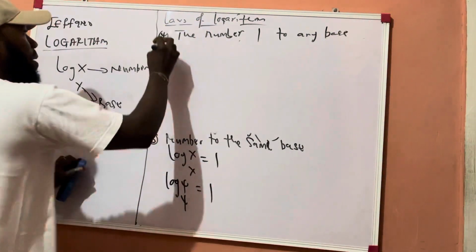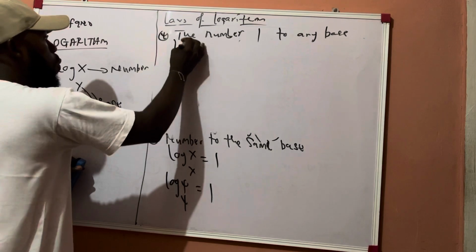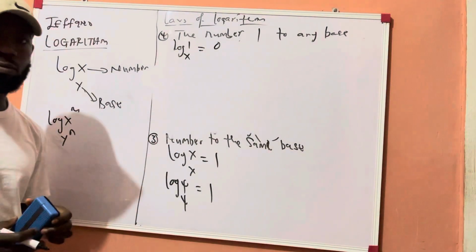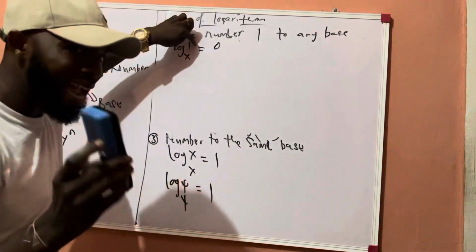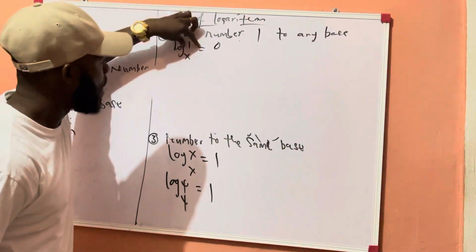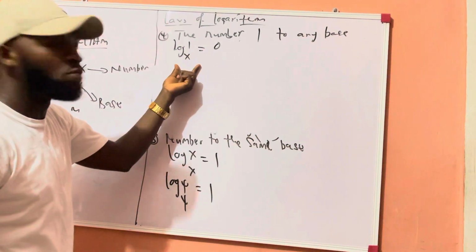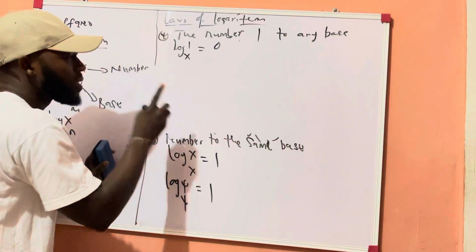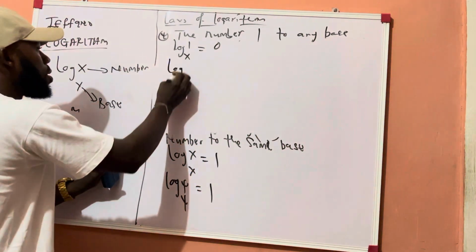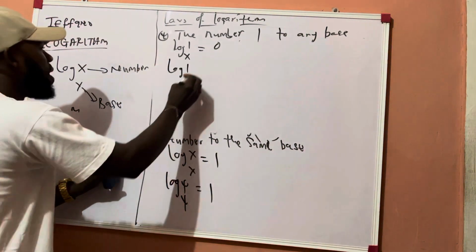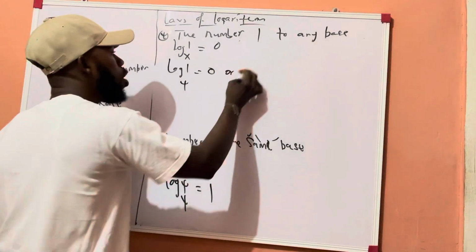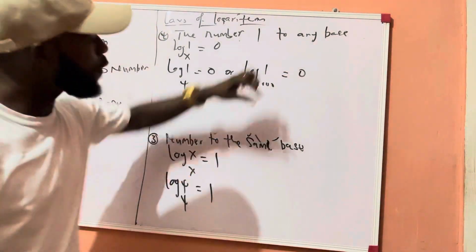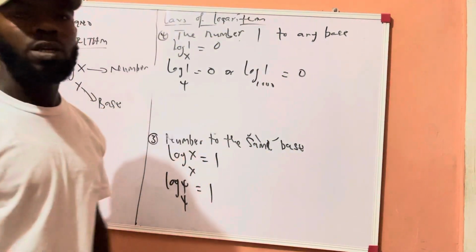Now, if I have something like this, log 1 base x, class, the answer is 0. When the number is 1 and the base is given to you, so far your number is 1, the answer is 0. So what does that mean? It means if I have log 1 base 4, the answer is 0. Or log 1 base 1000, the answer is 0. So far the number is 1, irrespective of the base.